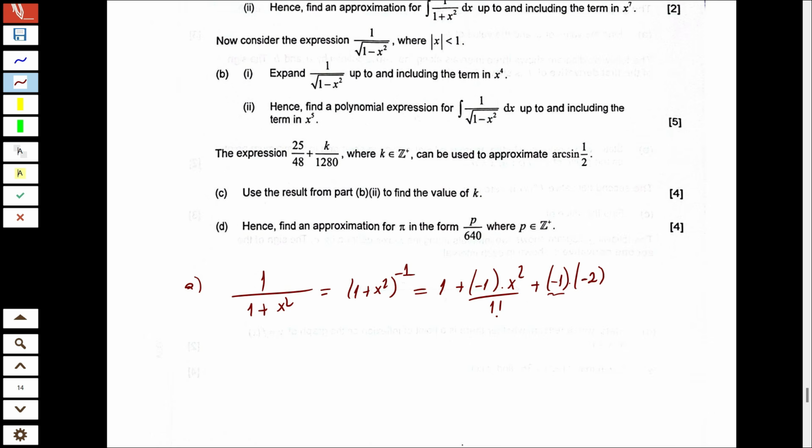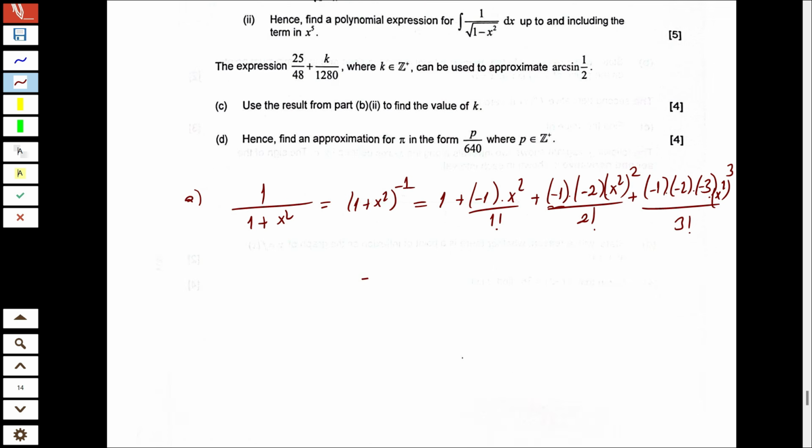It's going to be minus 2 times x squared to the power of 2 divided by 2, right? And the last step will be minus 1 times minus 2 times minus 3 times x squared to the power of 3 divided by 3 factorial. Yeah, that's it. It's the same idea with the combination of this value.